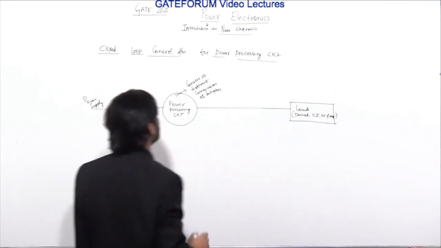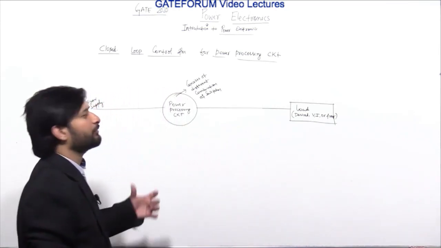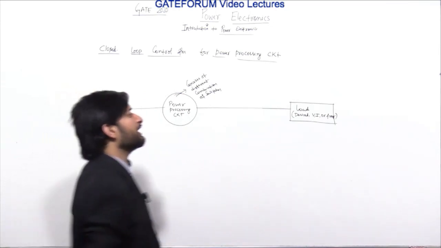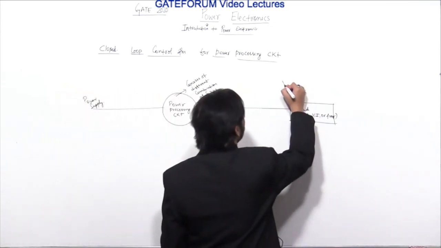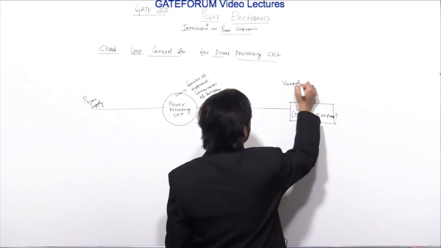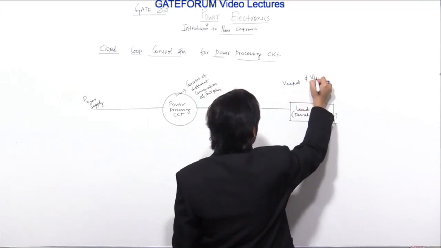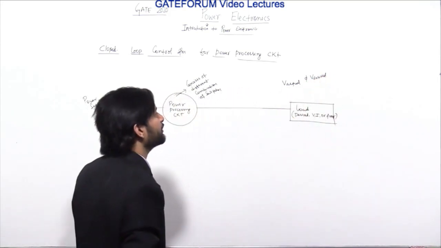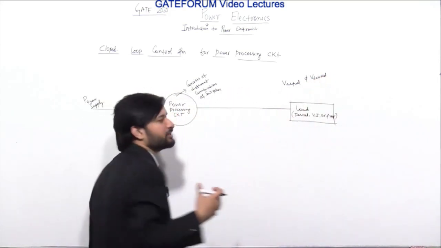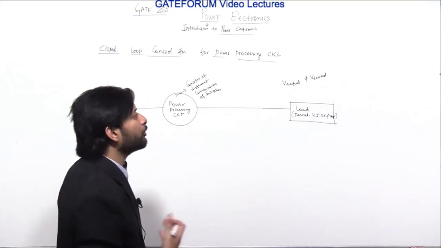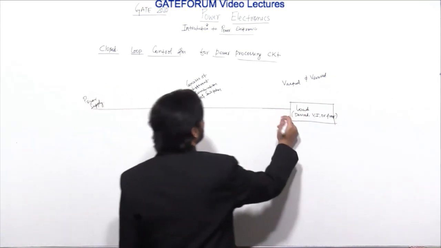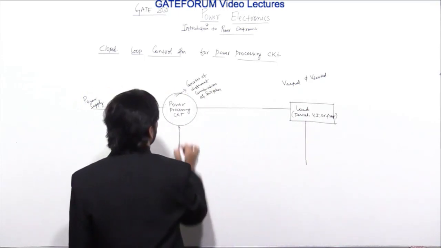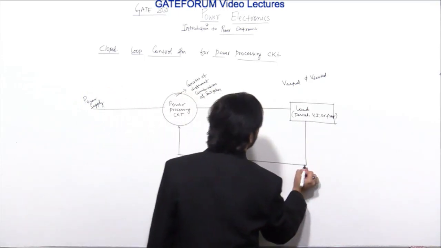But the power processing circuit will have a certain sequence of switches. In that sequence it may be possible that the V actual that you are getting at the output is not equal to V desired, or I actual is not equal to I desired. In that case you will see the load parameter, what the load is demanding, and in order to meet the desired load you will apply a feedback to the power processing circuit.